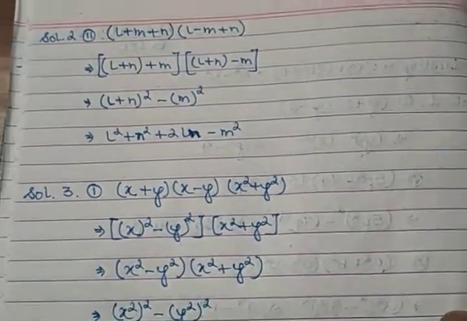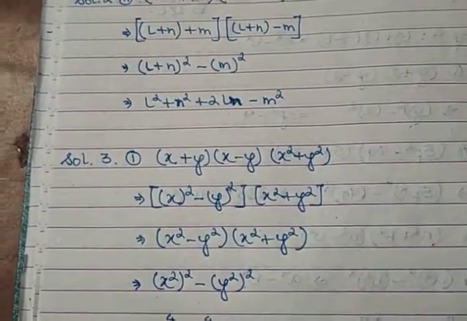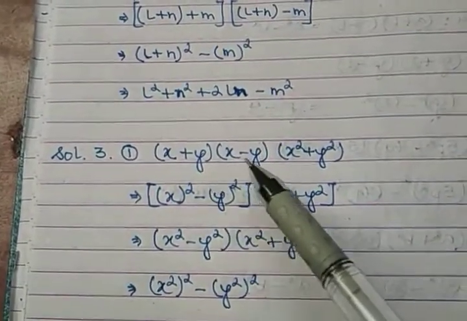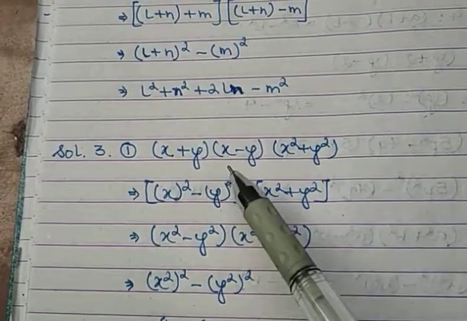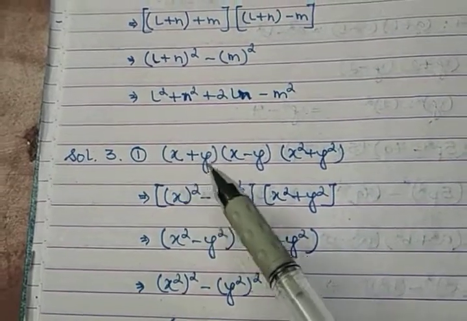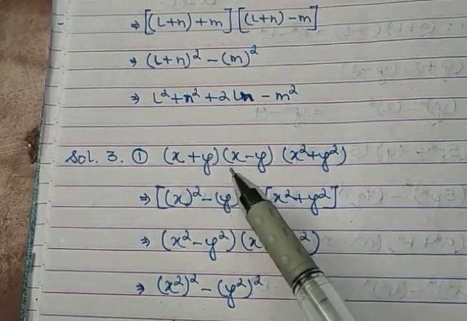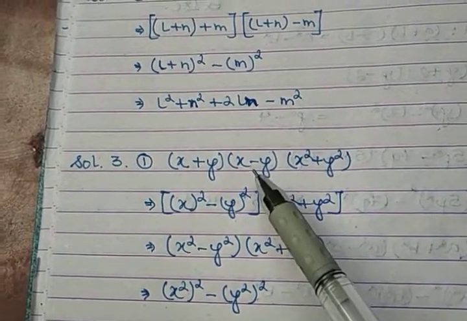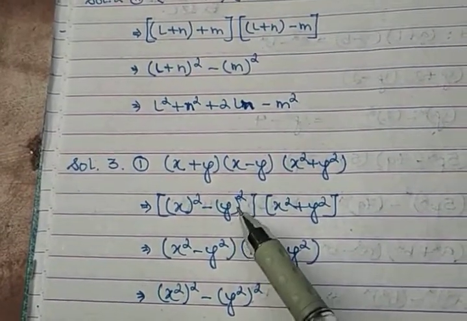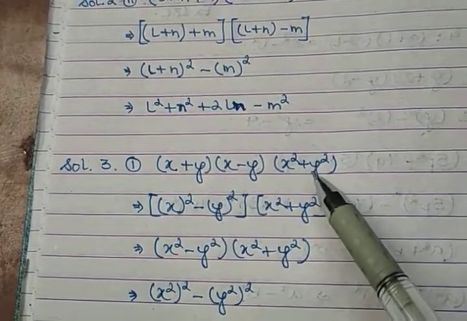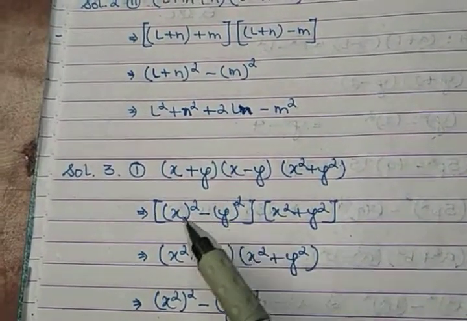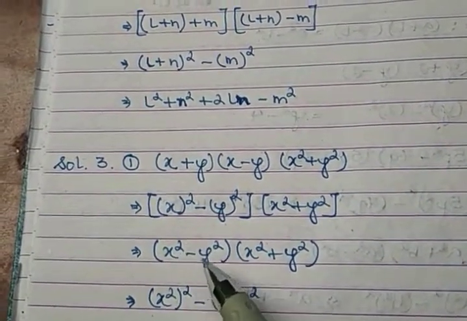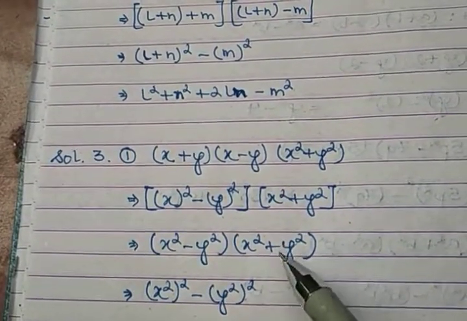Okay, now for question number 3.1, what I have here is x plus y into x minus y into x square plus y square. The first two terms I can directly see as a plus b into a minus b, the identity. So I can use a square minus b square. That's what I have done here. I have kept the third term as it is. And as soon as I finished with the first two terms, what did I get? I got x square minus y square, into x square plus y square.